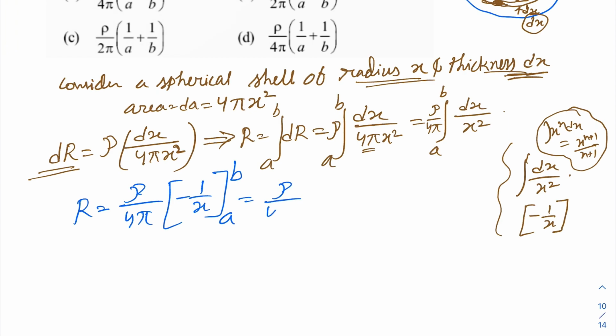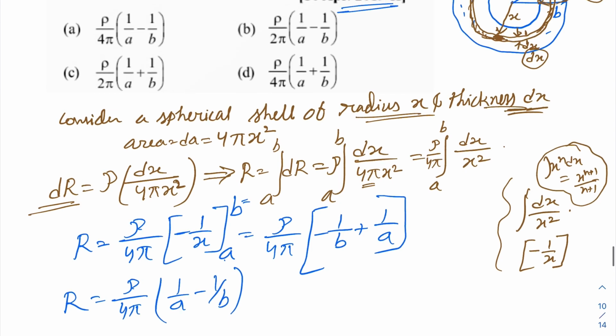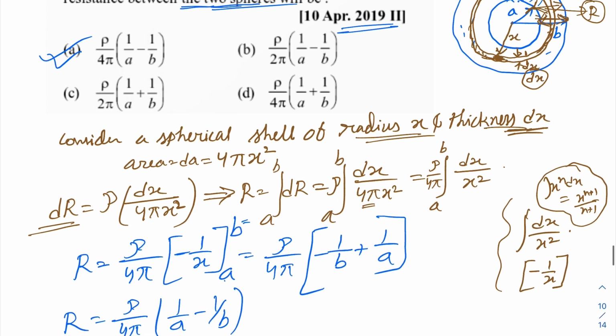Put b first, which gives minus 1 by b, because in the second part a minus comes, so minus minus becomes plus, and putting a gives 1 by a. So your resistance R is equal to rho by 4 pi into 1 by a minus 1 by b. So this will be your answer. So option E is your correct option.